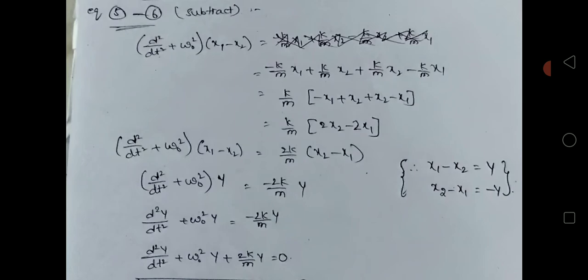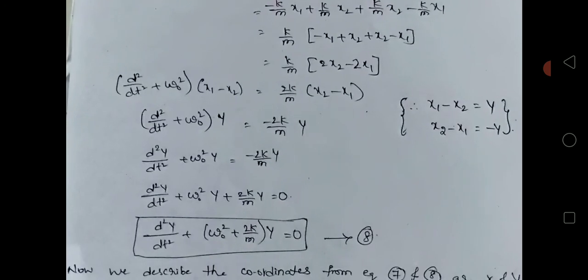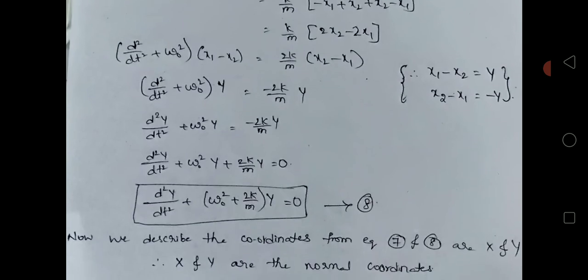Then the next step is d square by dt square plus omega naught square into y. In place of x1 minus x2 we have to write y, is equal to minus 2k by m into y. Here we can write x1 minus x2 is equal to y, but in place of x2 minus x1 we have to write minus y. d square y by dt square plus omega naught square y is equal to minus 2k by m into y. The next step is we can bring the negative term to the left hand side. It will become positive: d square y by dt square plus omega naught square y plus 2k by m into y is equal to 0.